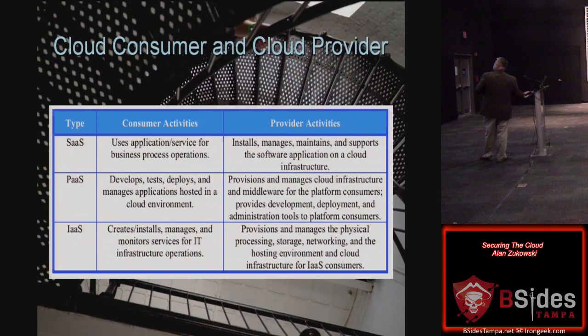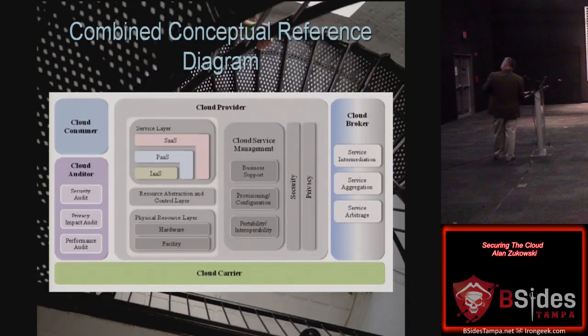So the platform as a service develops, tests, deploys. This is the customer. And manages the hosted application in the cloud environment. The provider provisions, manages the cloud infrastructure, middleware, platform. Customers provide development and deployment. Infrastructure as a service, basically the customer does everything other than the box. And the providers provision the physical processing, storage, networking, and hosting environment. The cloud infrastructure. All right, so this is from the Cloud Security Alliance, and this is the combined conceptual reference. And you can stare at that a while and try to wrap your mind around it. It makes me kind of dizzy.